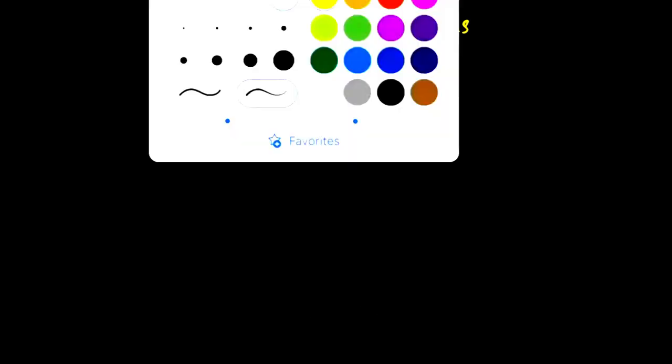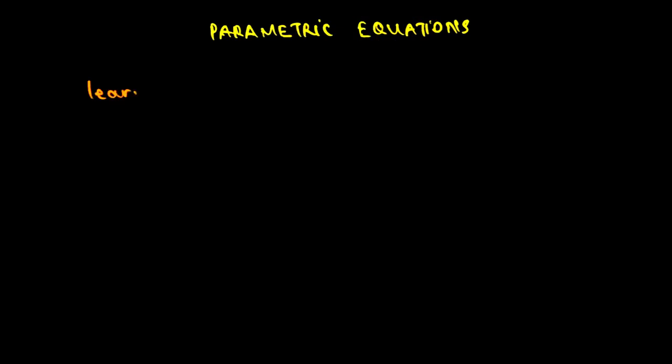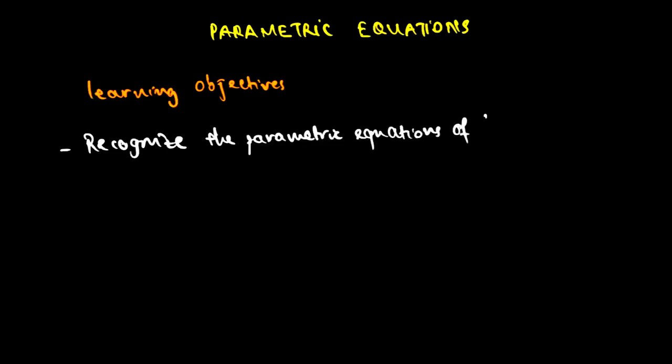The learning objective for this particular topic is parametric equations. After this lecture, hopefully you will be able to identify parametric equations of basic curves, such as a line, a circle, or an ellipse. Right? So recognize the parametric equations of basic curves, such as a line or a circle.